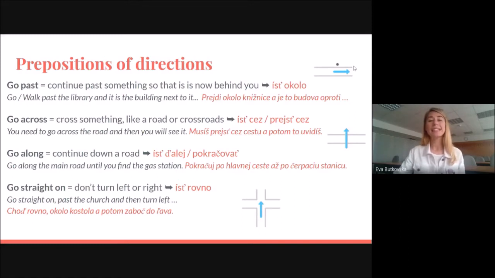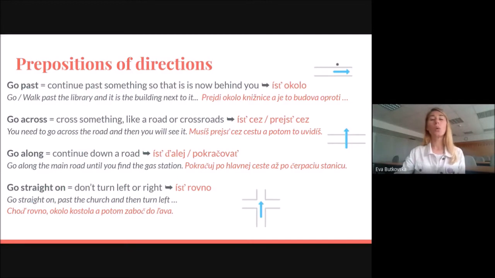So in this preposition, across means you want to cross something physically. Usually it is a road or crossroad or bridge. So go across. You need to go across the road and then you will see it. You're giving directions and you want to express that the person goes across it.